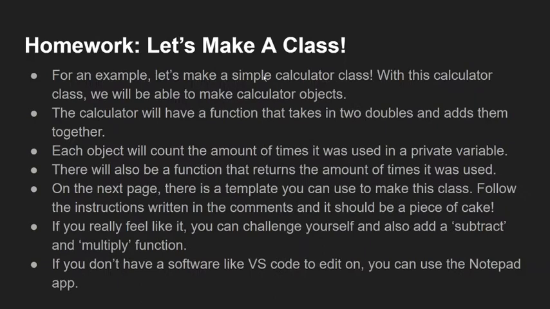It's pretty simple. Each object will count the amount of times that it's used in a private variable. You can ignore the object part because objects are confusing, but think of it like the class itself has its own instance of code and it's gonna remember stuff. So that's its memory. Each time you use it, it's gonna add to that number of how many times it's been used.